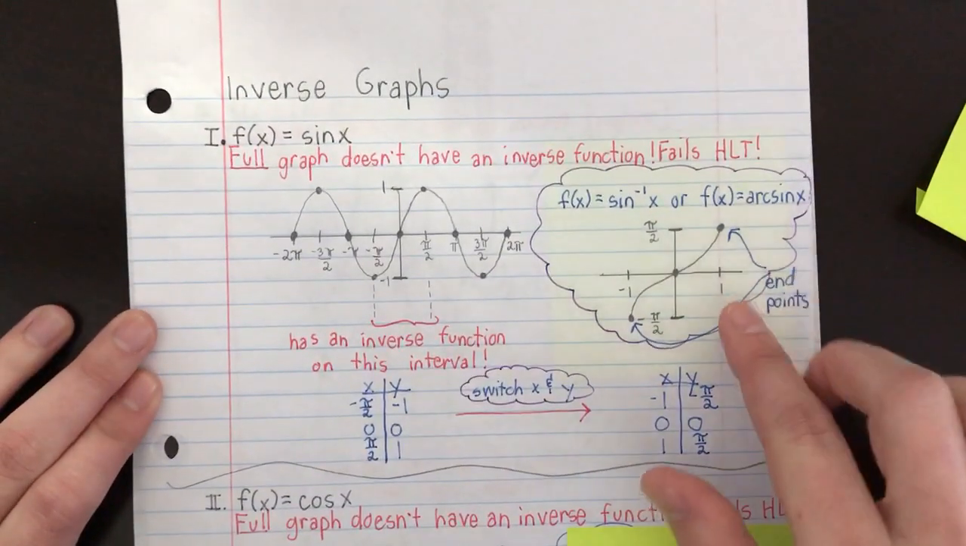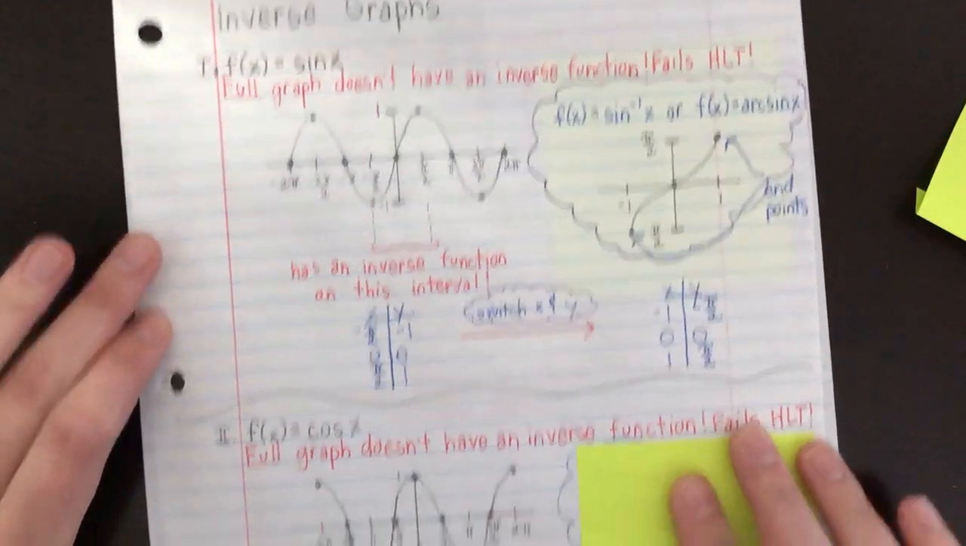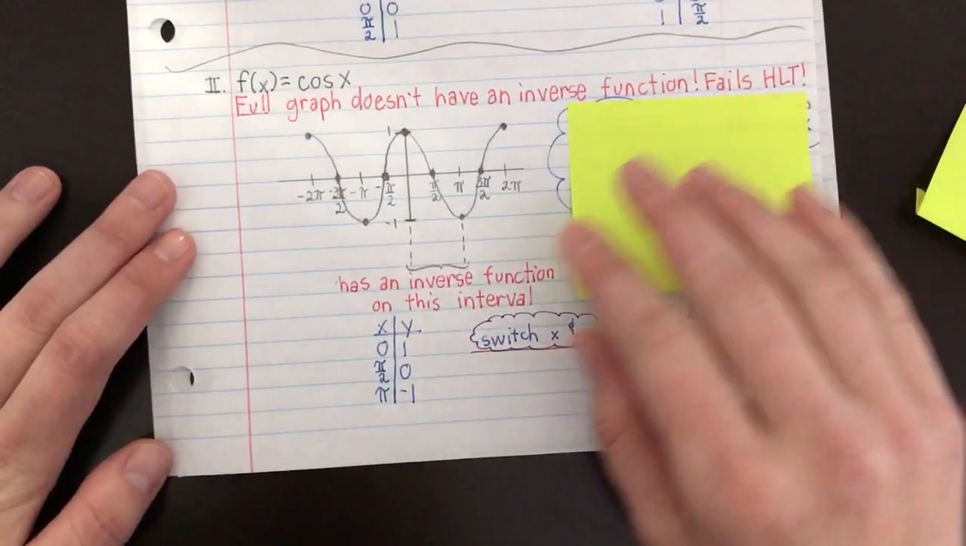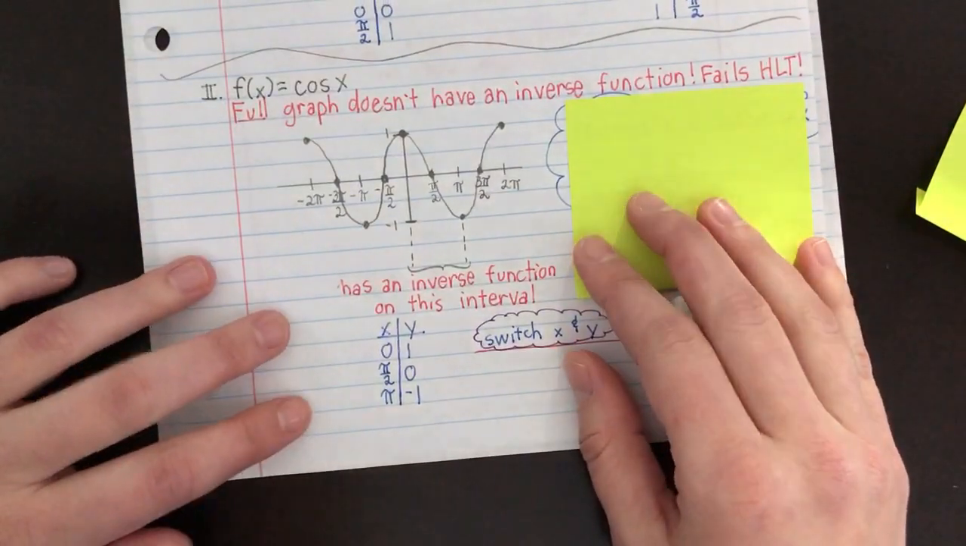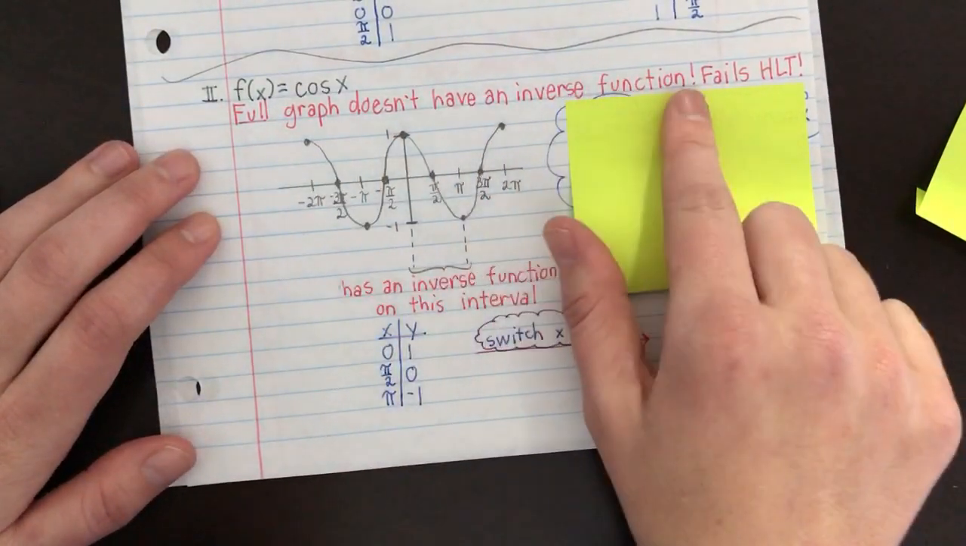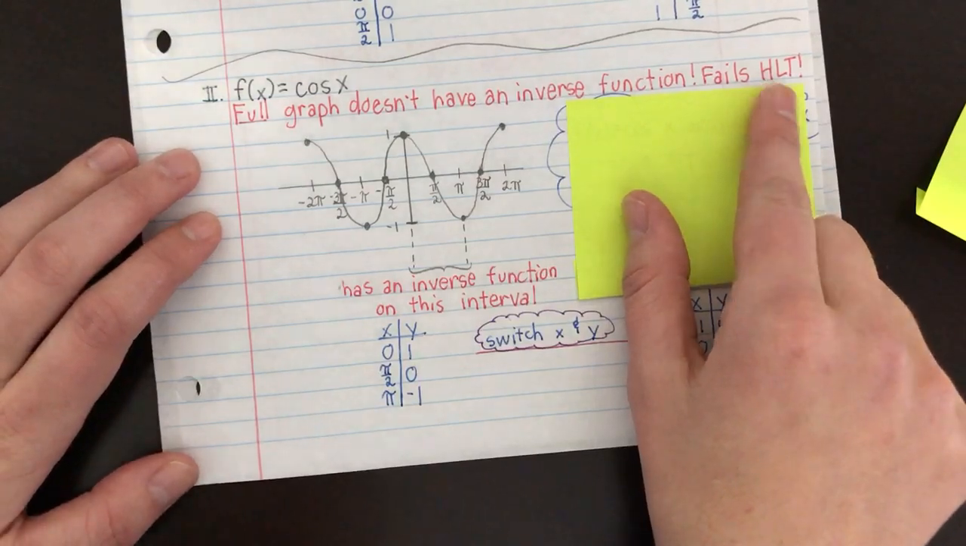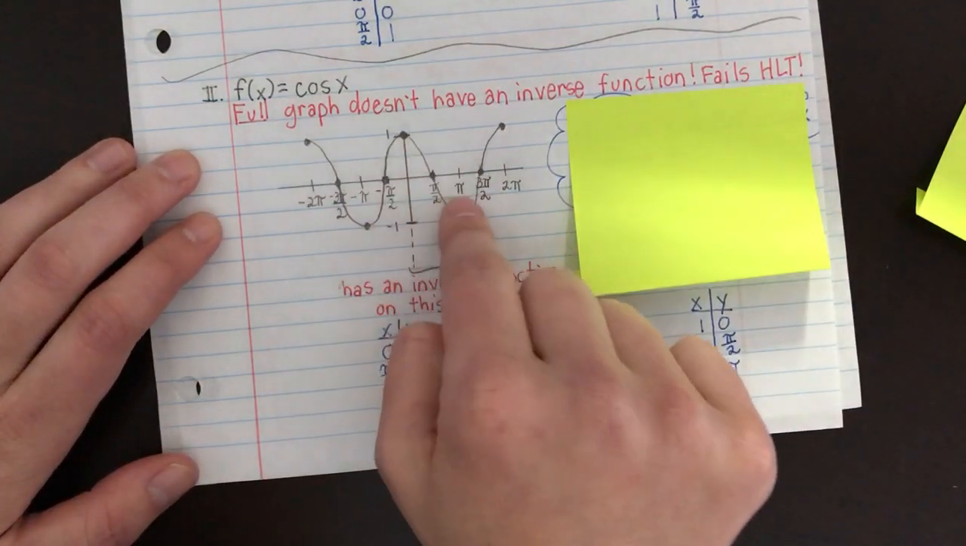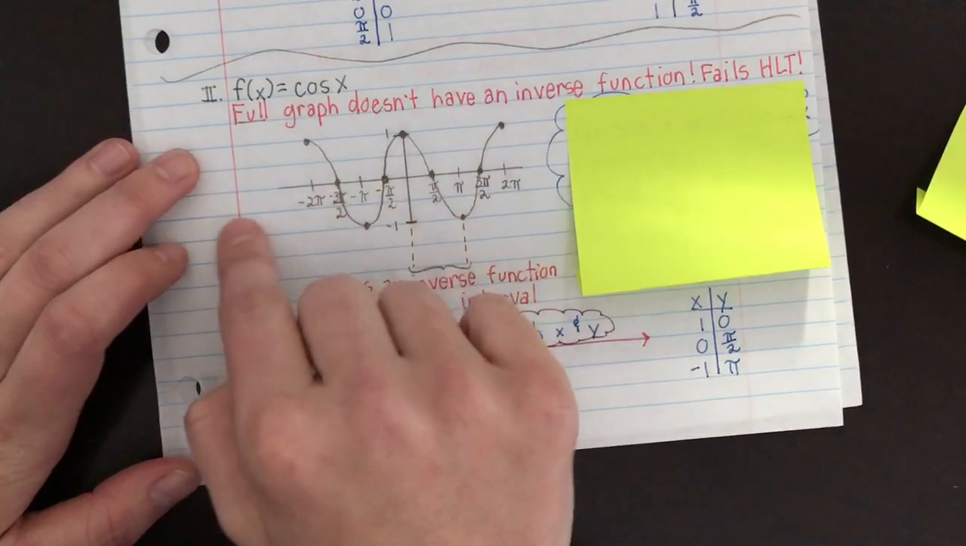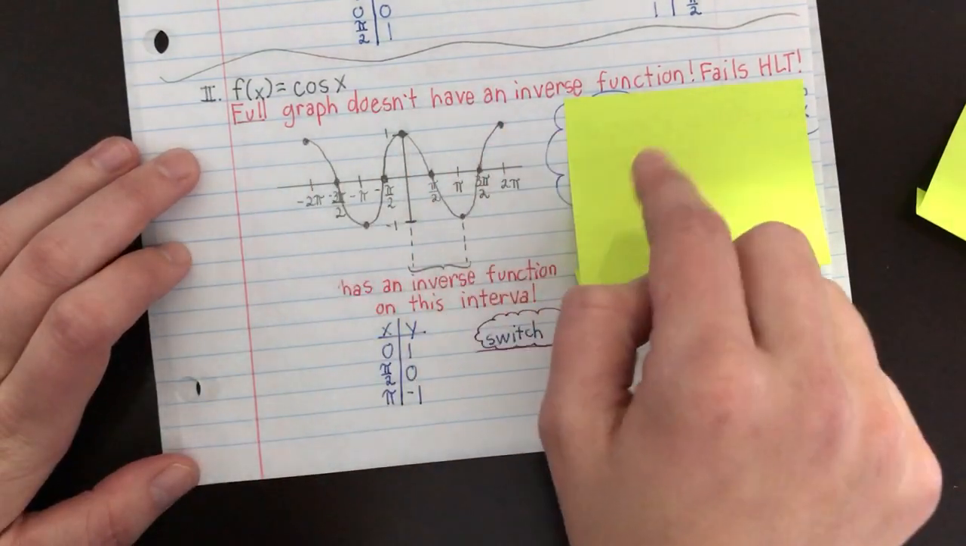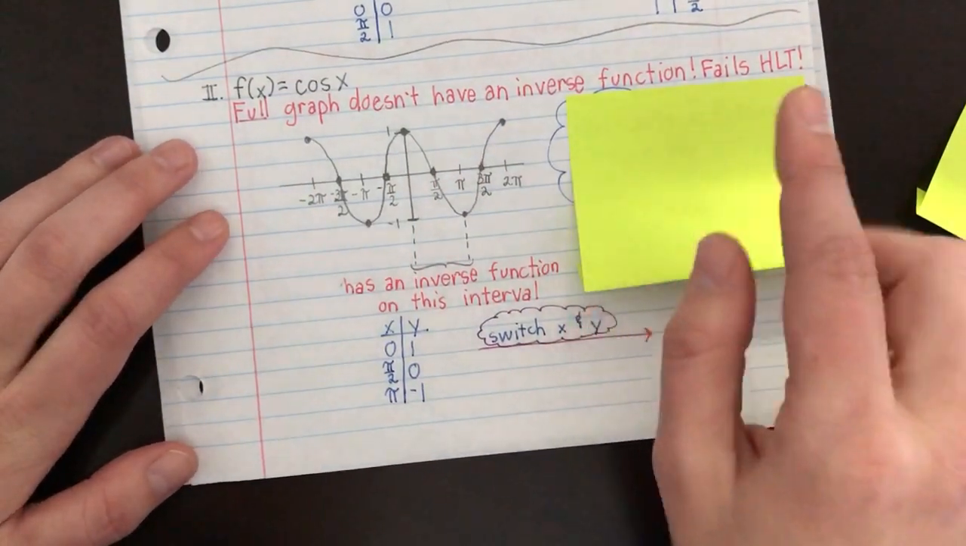Okay, so now that we've talked through that, we're going to go through the rest pretty quick. So similar for the cosine, f of x equals cosine of x graph. The full graph does not have an inverse function because it fails the horizontal line test. So this is our cosine of x graph. Of course, again, it goes on forever. Obviously, I'm not going to do all of the entire graph.